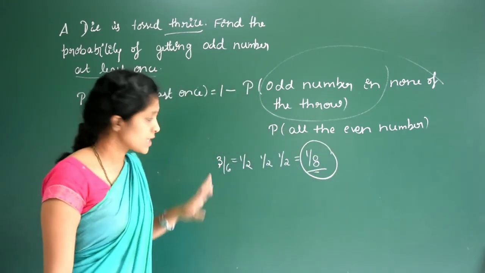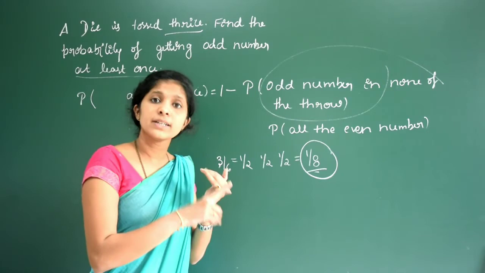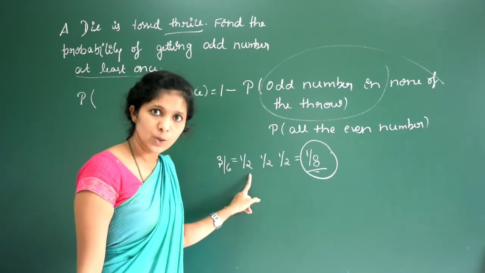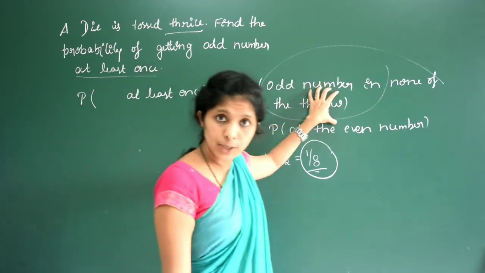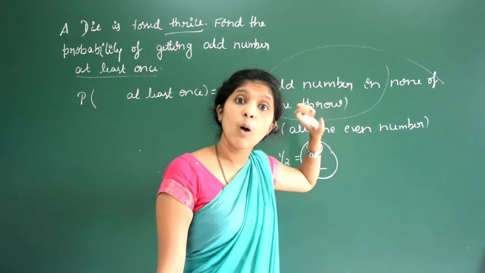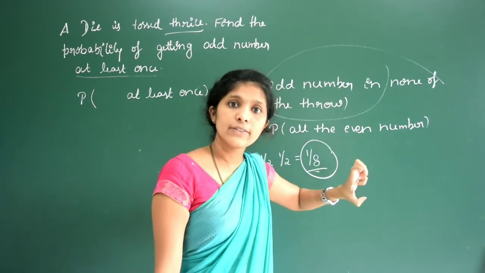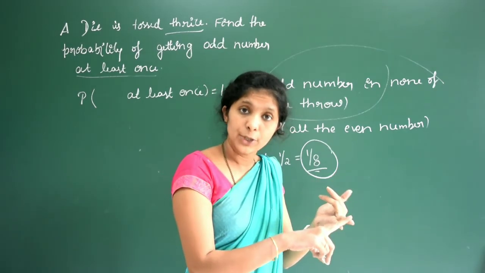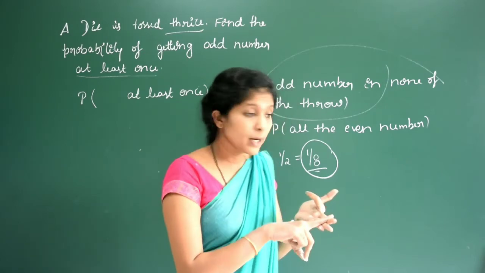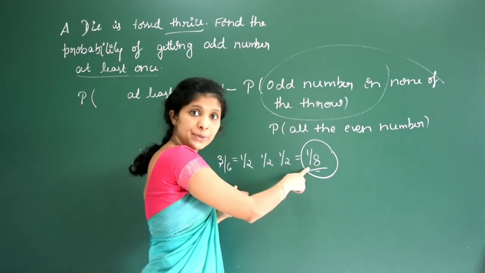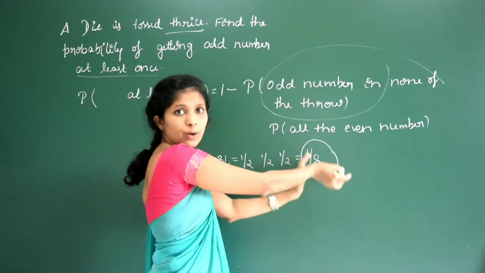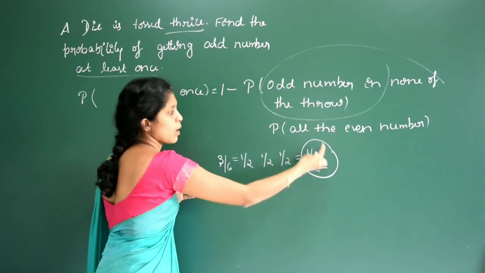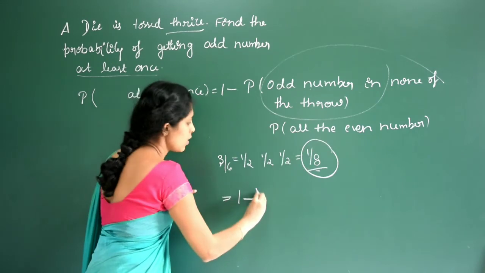I hope you are getting this. The probability of getting an odd number or an even number in a single throw will be 3 by 6, that is equal to 1 by 2. Now we have to remove the probability of getting all even numbers, right? All even numbers means 1 by 2 in the first throw, the second throw is also 1 by 2, and the third throw is also 1 by 2. So it will be equal to 1 by 8, right? So this you have to remove from the total probability. So this is equal to 1 minus the probability that all numbers are even, which is 1 by 8.